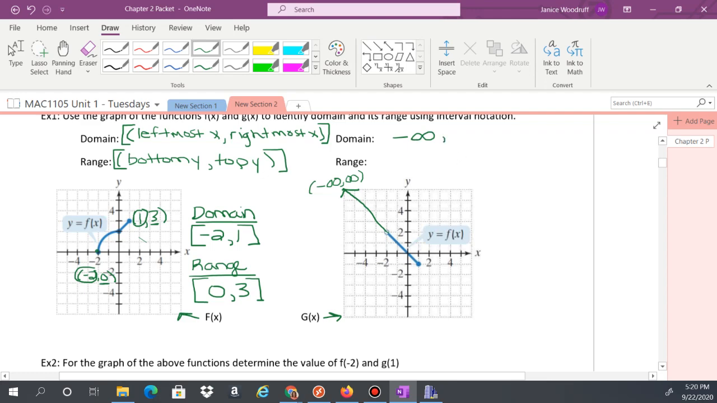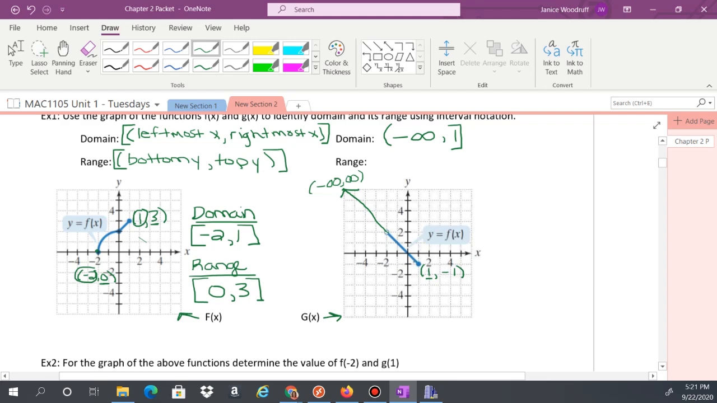The rightmost x, however, is this point right here, which looks like the point 1, negative 1. And I want the x, so positive 1. Infinity will always have a parentheses next to it. So I get a parentheses next to the negative infinity, and we have a closed circle at the positive 1, so that will get a bracket.